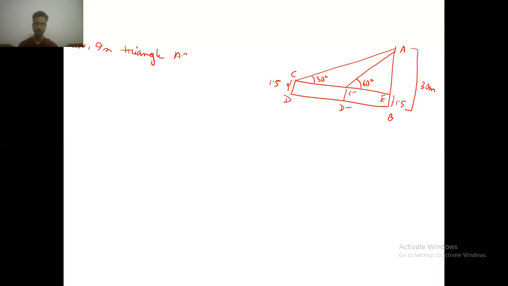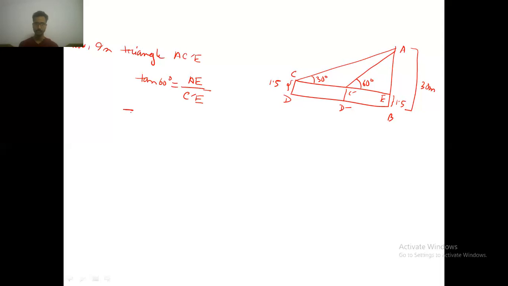Now in triangle AC'E, tan 60 degrees will be perpendicular by base. The perpendicular is AE and the base will be C dash E. For the bigger triangle ACE and the smaller triangle AC'E, the perpendicular remains the same, that means AE, but the base is different. For the bigger one, the base is CE. For the smaller one, the base is C'E.